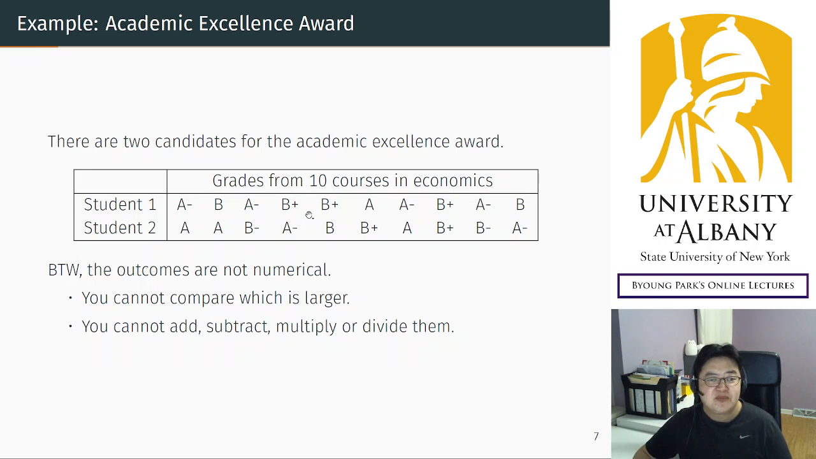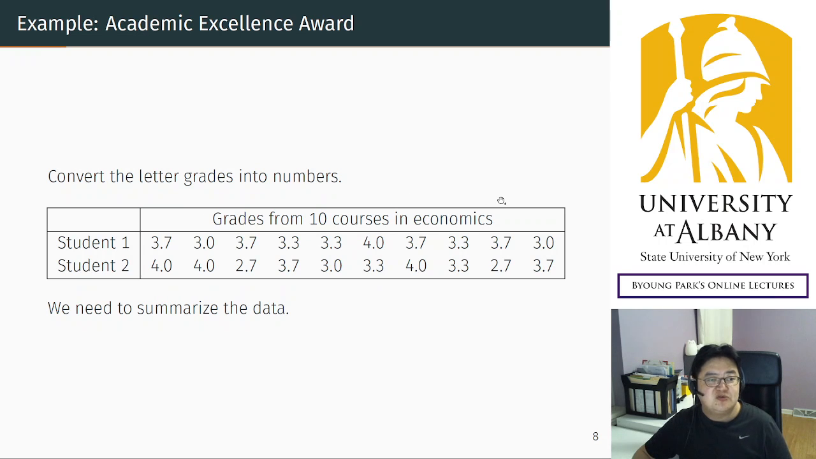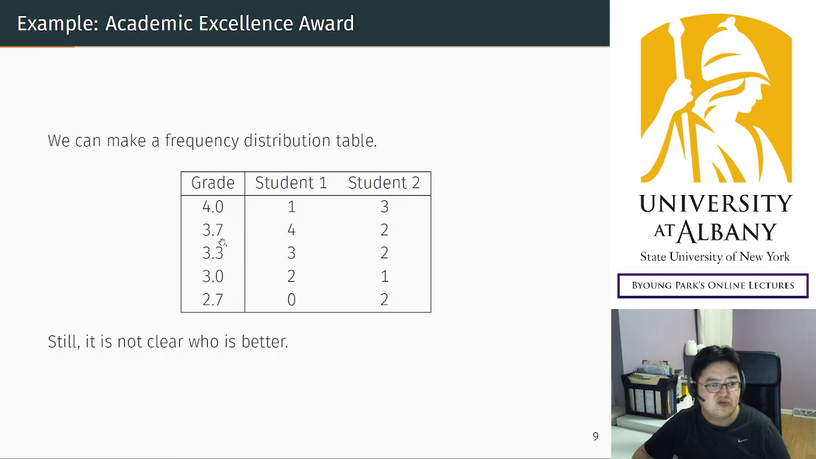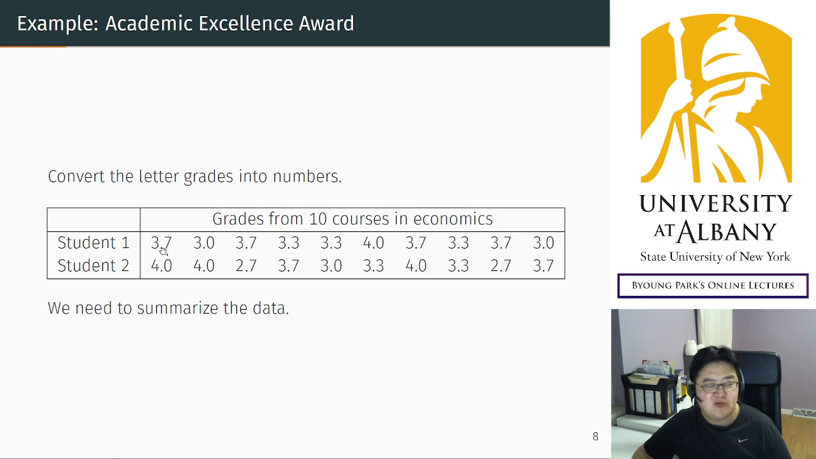They are not numbers. So the first thing you need to do to compare these two students is to turn their letter grades into numbers. Now, this outcome is automatic, so you know how to do it. A minus turns into 3.7, A turns into 4. Then you can compare, add and multiply them, and handle them as numbers. And now you make them random variables. So you get a random variable for the first student and another variable for the second student.